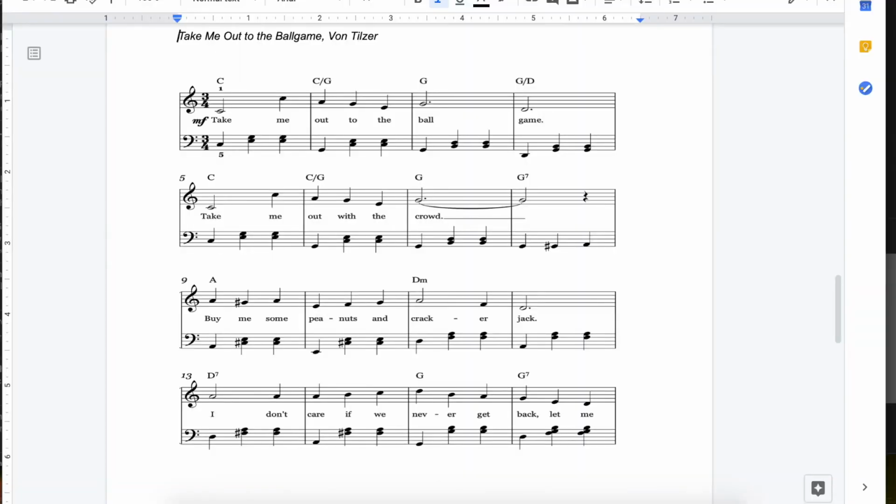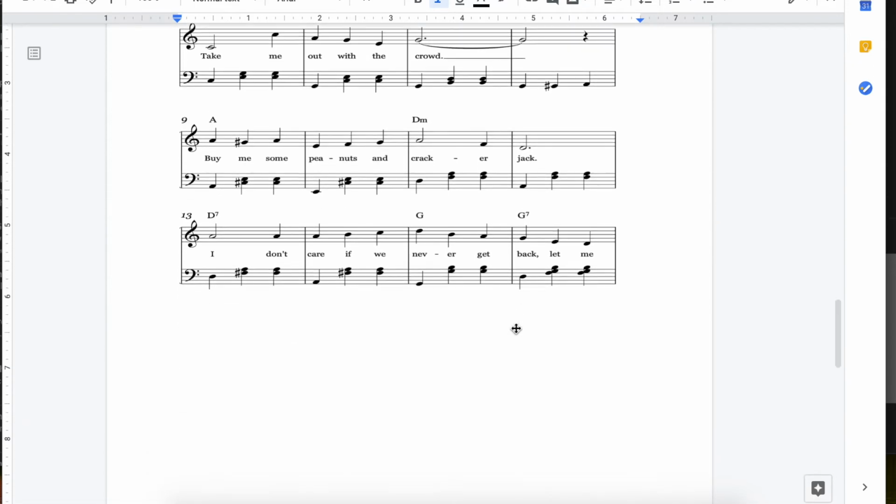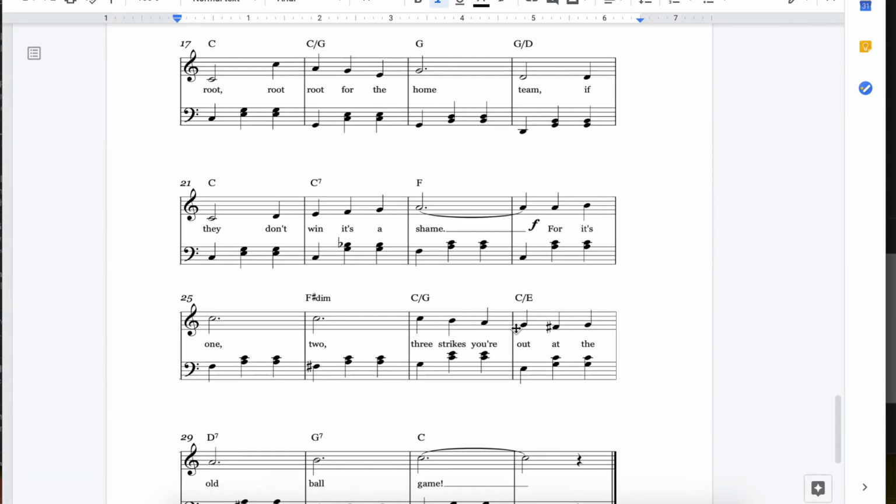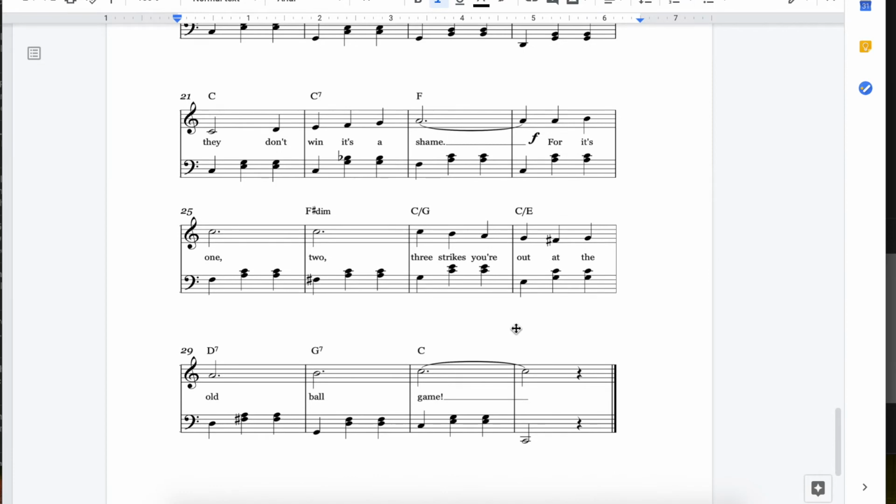Take me out to the ball game. Take me out with the crowd. Buy me some peanuts and Cracker Jack. I don't care if I never get back. Let me root for the home team. If they don't win, it's a shame. For it's 1, 2, 3 strikes, you're out at the old ball game.